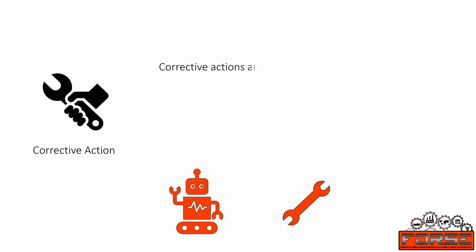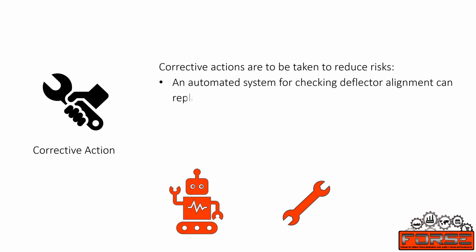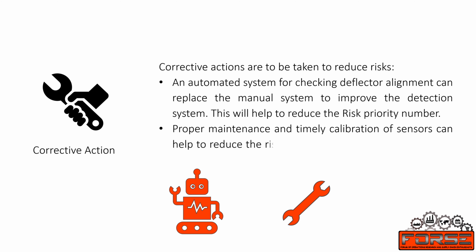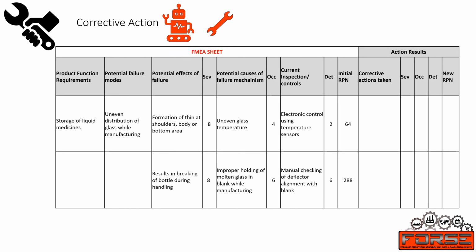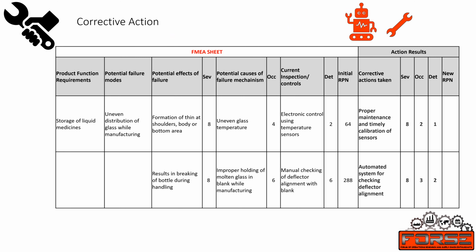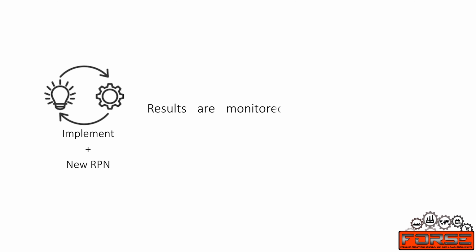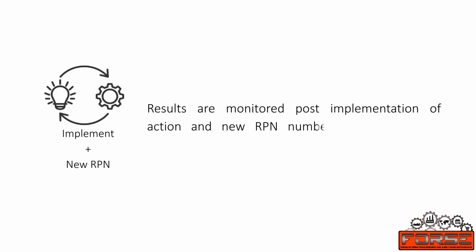Corrective actions are to be taken to reduce risks. An automated system for checking deflector alignment can replace the manual system to improve the detection system. This will help to reduce the risk priority number. Proper maintenance and timely calibration of sensors can help to reduce the risk of non-uniform temperature of the glass. Results are monitored post-implementation of action and a new RPN number is calculated for the improved system.